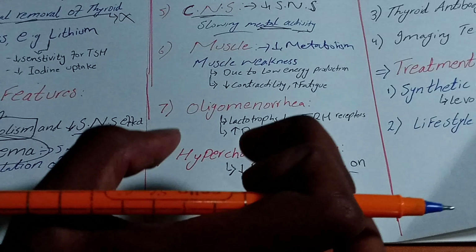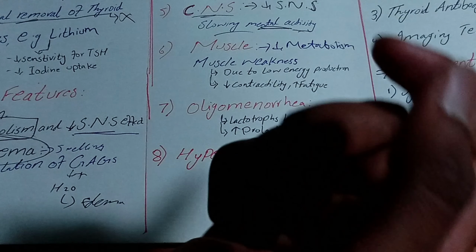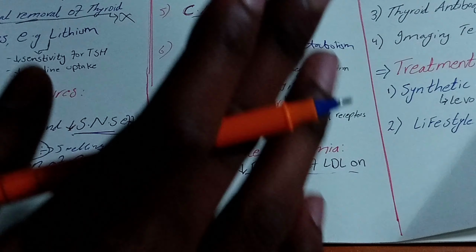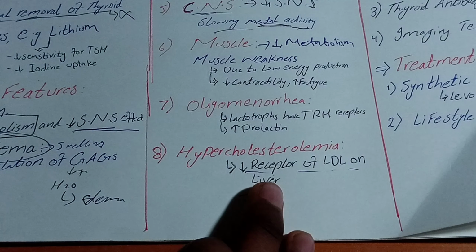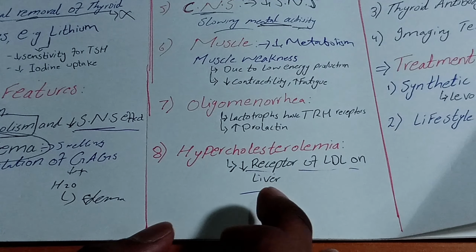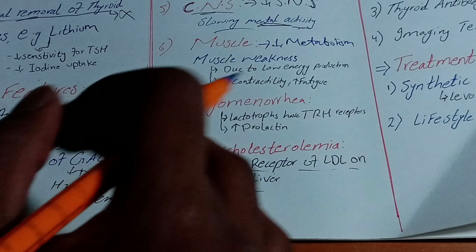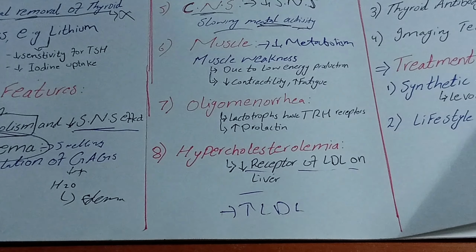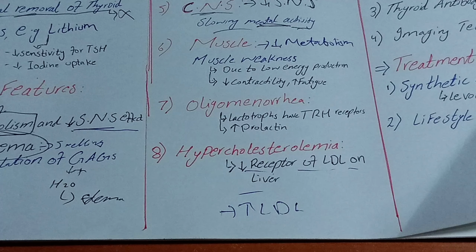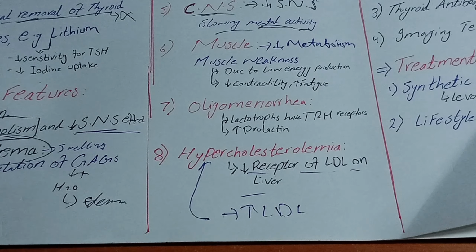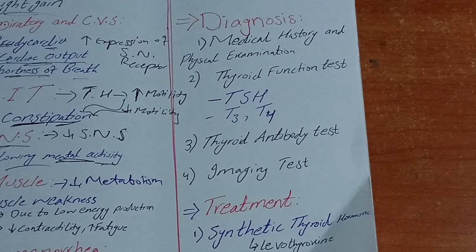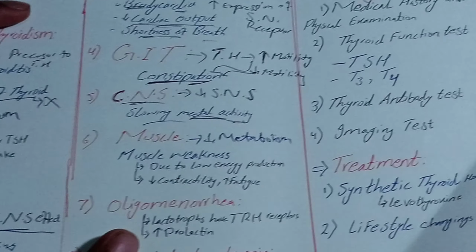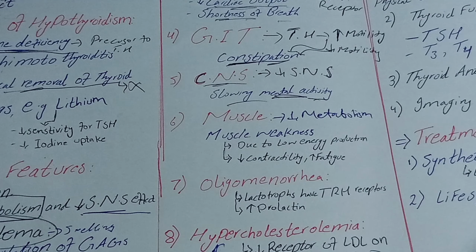If thyroid hormone level decreases, then receptors of LDL and other cholesterol on body tissues will decrease, which will lead to decreased migration of LDL to the liver, which will lead to increased LDL in blood. In this way, when LDL increases in our blood and decreases in the liver, it will lead to the hypercholesterolemia condition. And this is the main clinical feature which appears in this patient.